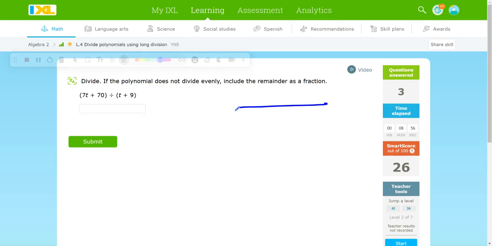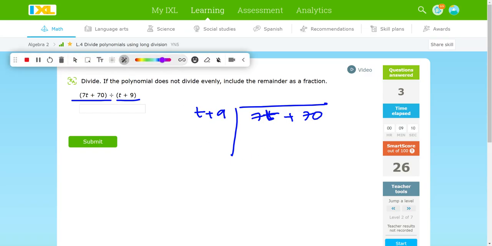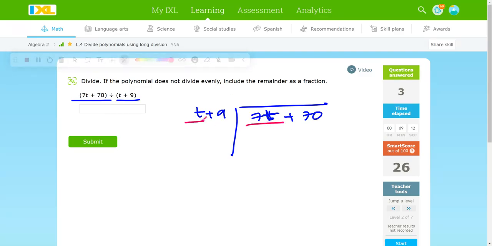I draw this marking down. t plus 9 should be right here. And then 7t plus 7t. Okay, so let's divide. 7t divided by t, it should be 7. Now multiply them back. 7 times t becomes 7t. 7 times 9, it becomes 63. Now I subtract them.